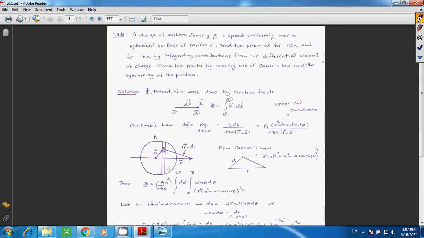Okay, so we will continue with problem 1.8f. That's going to be about the potential as well, but we will also be talking about the boundary condition of electric flux density.